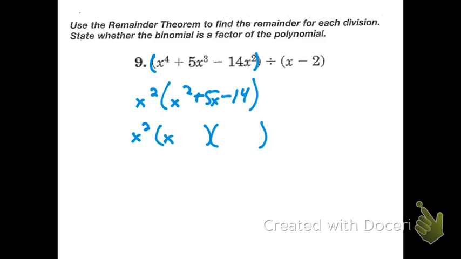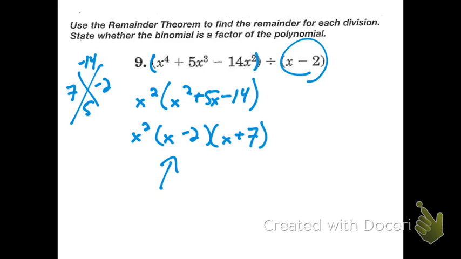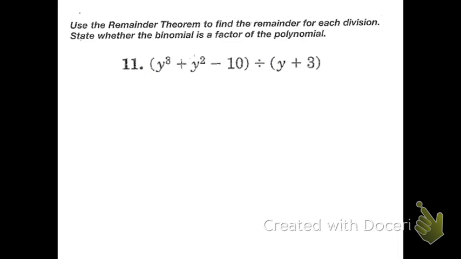So that's x squared, and then we could go ahead and factor this. That factors into two numbers that multiply to a negative 14 and add up to a positive 5. Well, that would be a positive 7 and a negative 2. So it would be x minus 2 and x plus 7. Well, look at that. That is a factor. So that's another reason why, yes, x minus 2 is a factor. But we used synthetic division, which is perfectly fine as well.